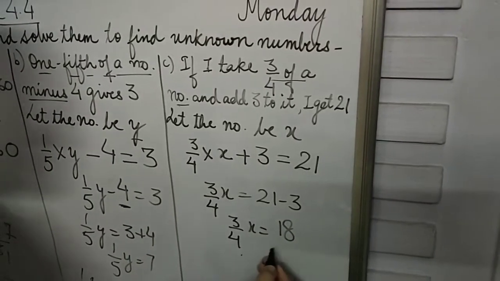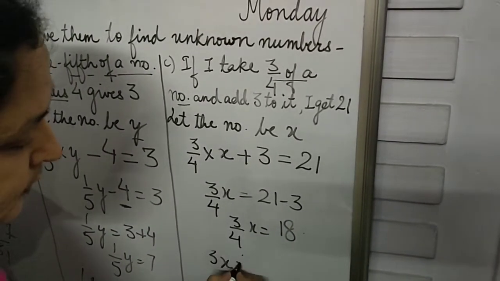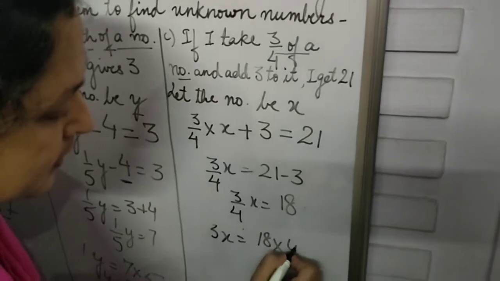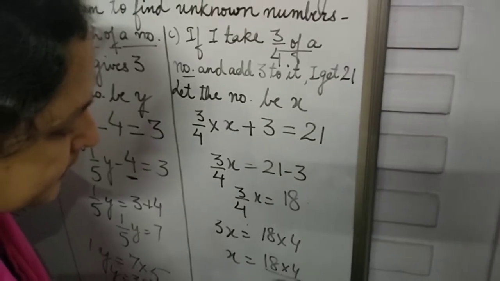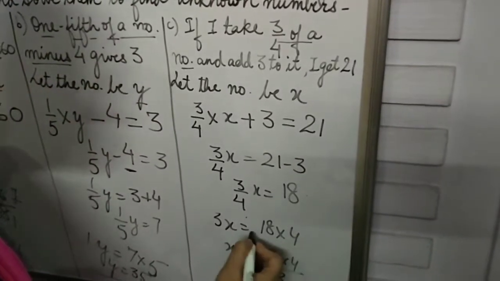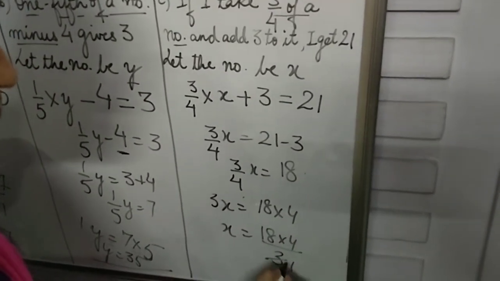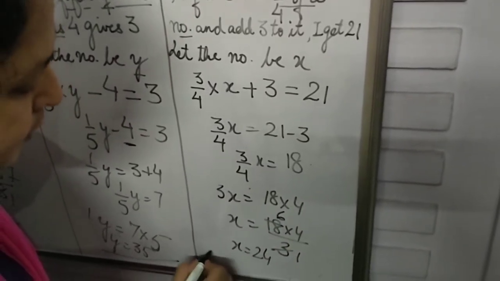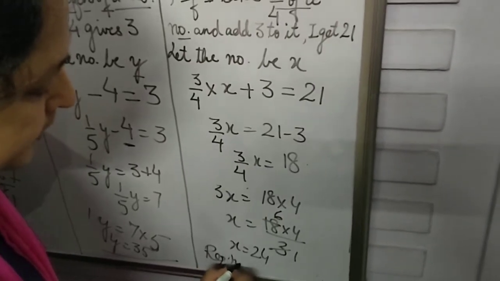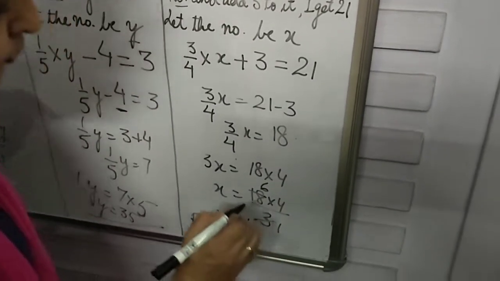4 is in division. When it will go that side, it will be in multiplication. And 3 is in multiplication. When it will go that side, it will be in division. Either you can write down 72 here or you can do like this also. 3 ones are 3, 3 sixes are 18. So x comes out to be 24. That means our required number is 24.